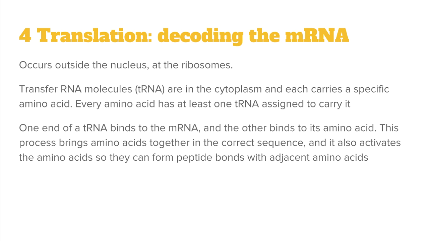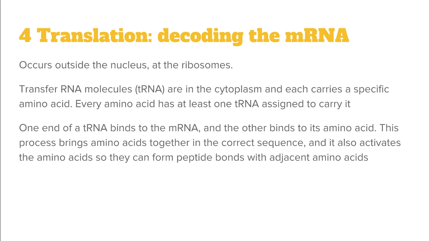So unlike the other three processes, this occurs outside the nucleus at the ribosomes. So there are transfer RNA molecules, or tRNA for short, in the cytoplasm, and they each carry a specific amino acid. Every amino acid has at least one transfer RNA assigned to carry it, but some amino acids have many more than that. So we can almost think of tRNA as being in the middle.